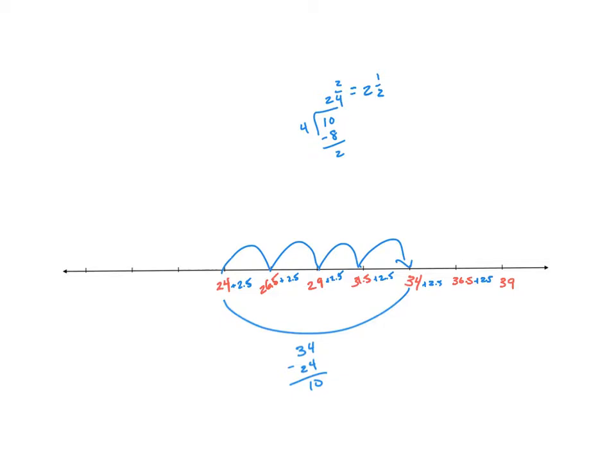For the numbers to the left of 24, I'm going to have to subtract 2.5. So 24 minus 2 is 22, and then minus 1/2 more is 21.5. 21.5 minus 2 is 19.5. Minus 1/2 more is 19. 19 minus 2 is 17. Minus 1/2 more is 16.5.